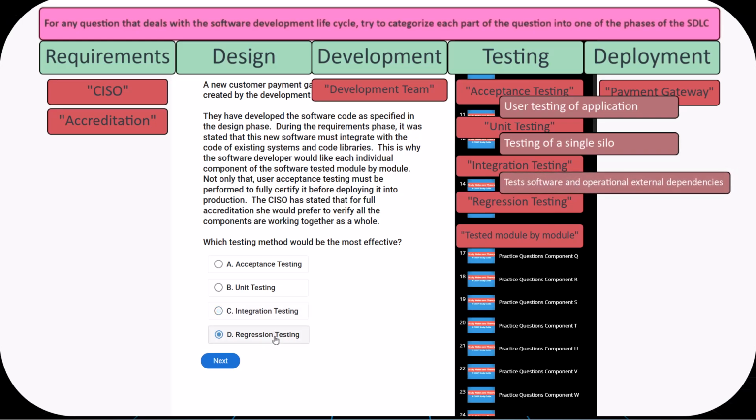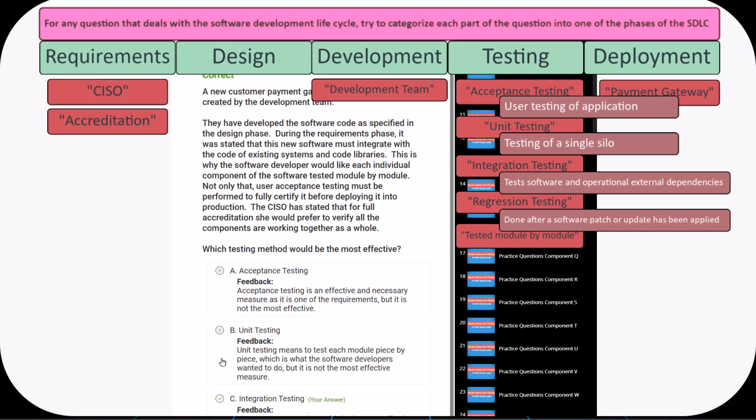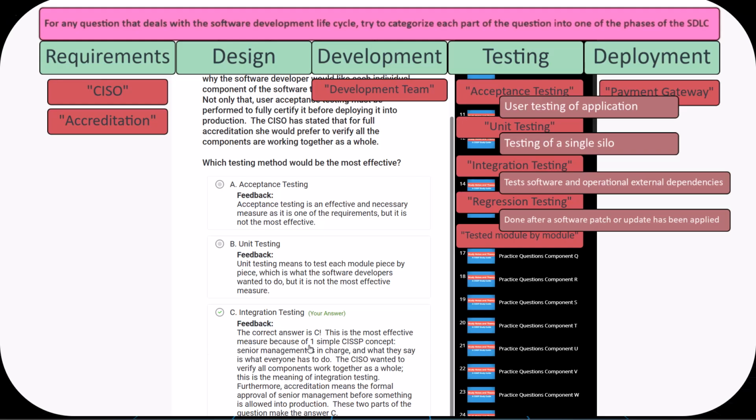I know it's not regression testing because that's what happens when you add an update or a patch to existing code and then test the entire system for changes introduced by that code. So I'm going to say choice C, integration testing, because the definition of integration testing is a full test of all components when new code is added. And I bet you that's the right answer. Boom. Yes, correct answer. The correct answer is C.